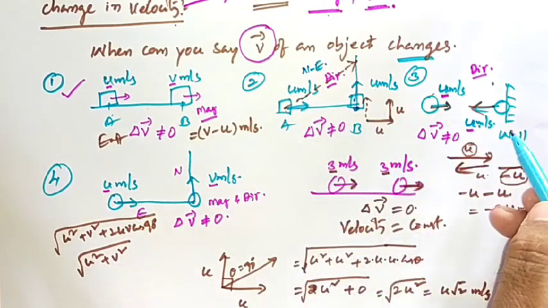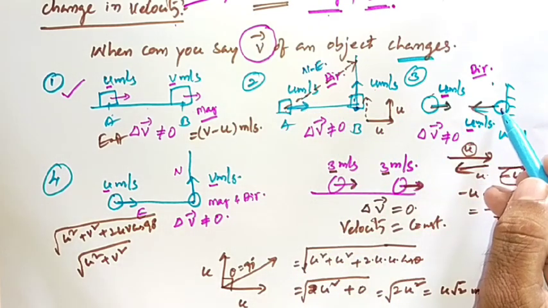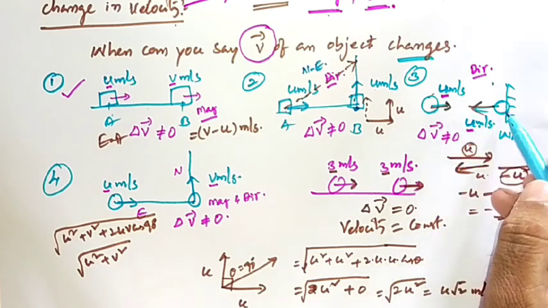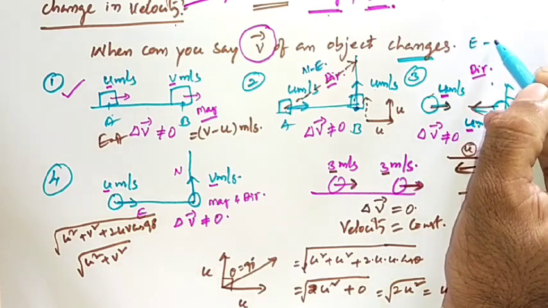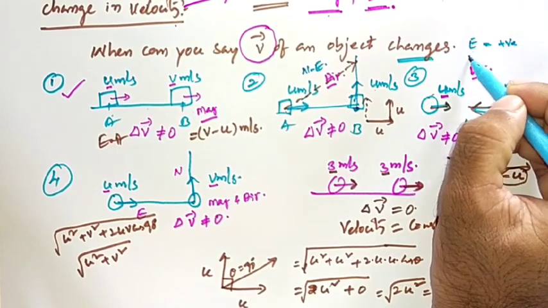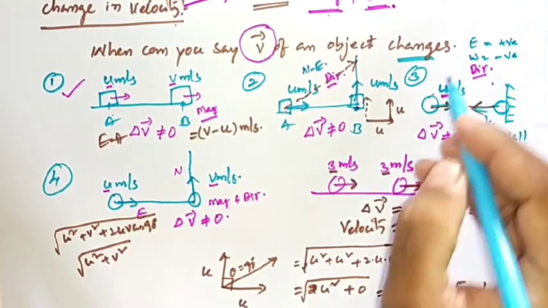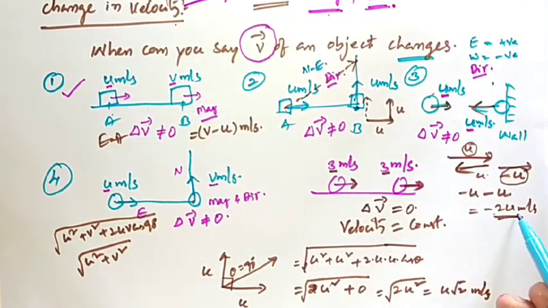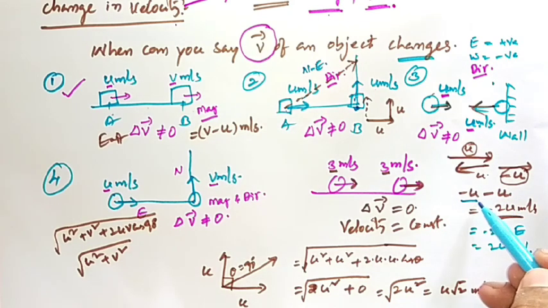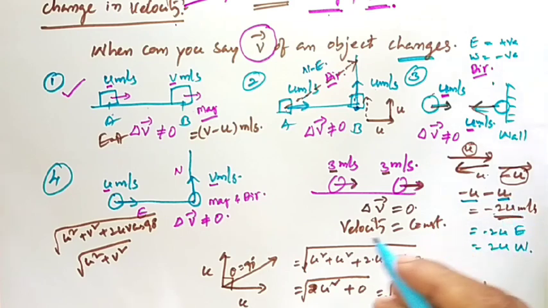Right? Next here, what is the change in velocity? You take east as positive, and west as negative. What answer did you get? Minus 2u. This can be minus 2u in the east direction, or else 2u west. This is the change in velocity direction. Understood or not?